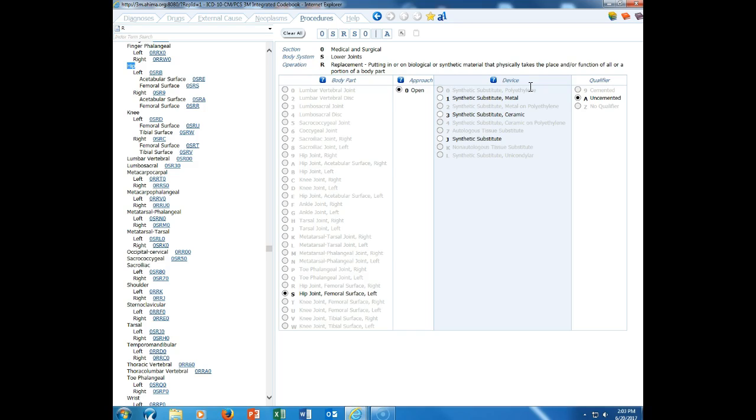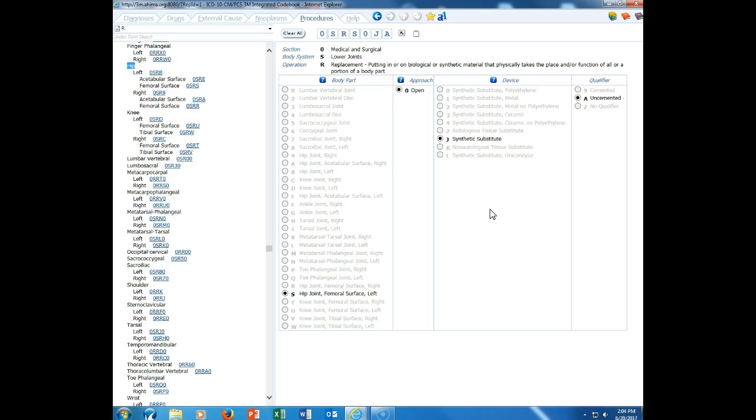This operative report doesn't tell us whether or not this was metal or ceramic. Anytime a replacement or a device is placed into a patient, there's always additional information in that medical record, more specific information about that device. For our purposes, we don't know whether it was metal or ceramic, so we're going to choose synthetic substitute. And so our code for this hip replacement is 0SRS0JA.